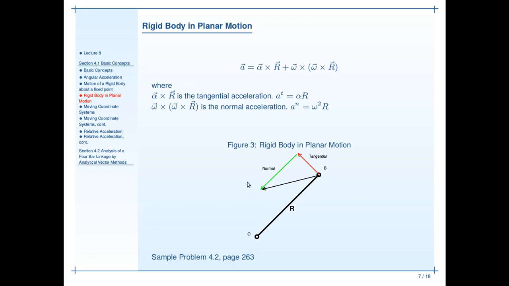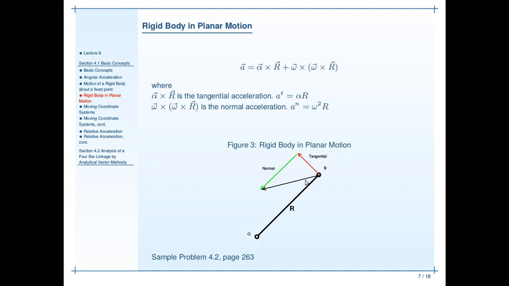The next component, omega cross omega cross r, is the normal acceleration. This is another one of those things that you're going to hear me say an awful lot in class. The normal acceleration has a direction that is from the moving point, in this case point B, towards the stationary point, in this case point O.